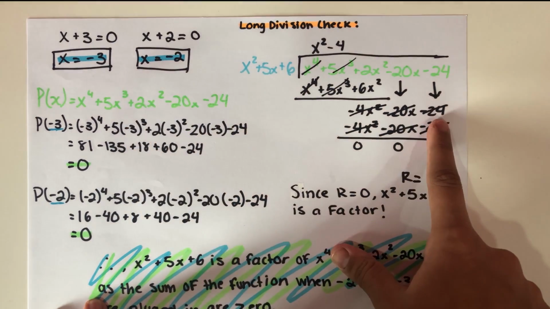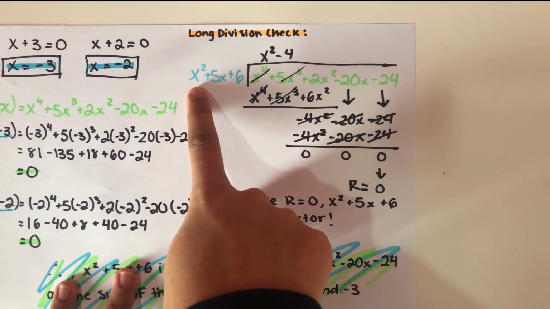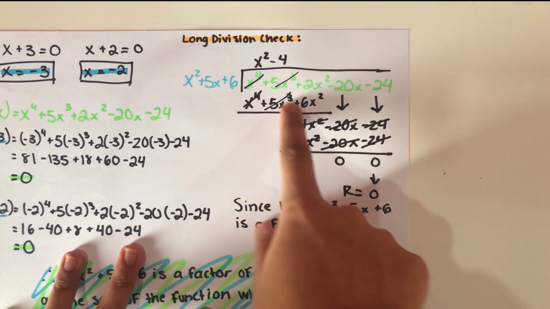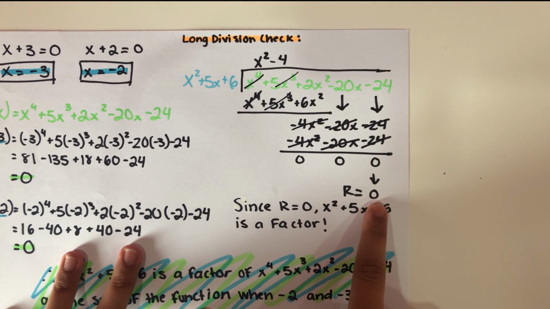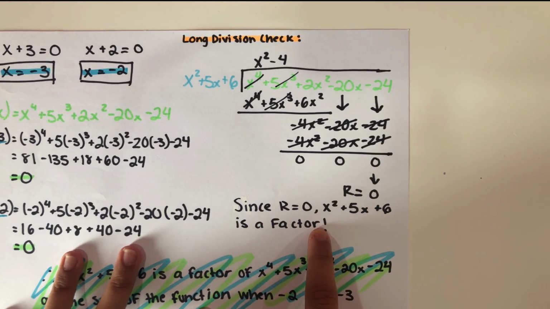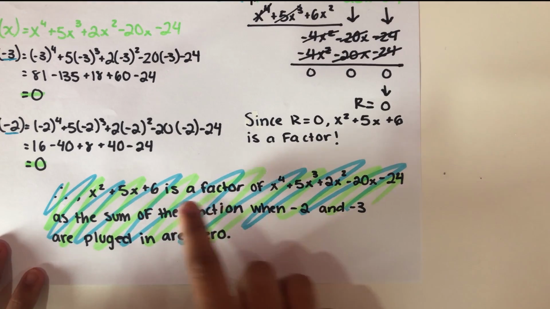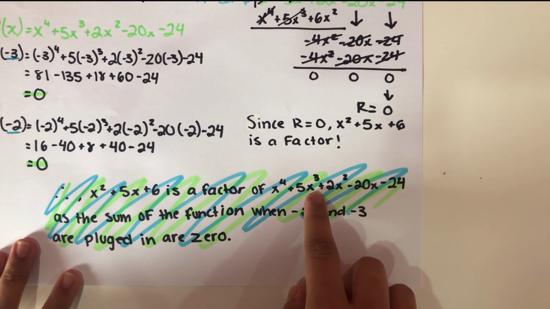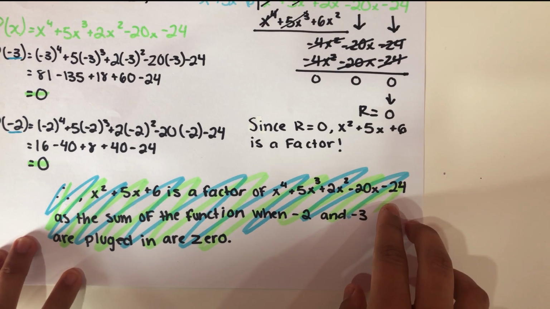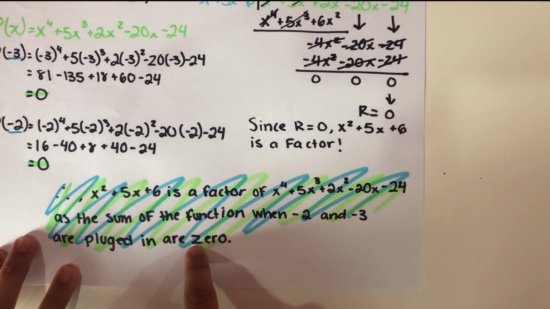And I know it said not to use any long division or synthetic division, but just to check, we can check by doing our long division. So again, this is our divisor, this is our dividend. Once we do our long division calculation, we can see that our remainder is 0. So since our remainder is 0, x squared plus 5x plus 6 is a factor. Moving on to our final statement, so therefore x squared plus 5x plus 6 is a factor of x to the power of 4 plus 5x to the power of 3 plus 2x to the power of 2 minus 20x minus 24, as the sum of the function when negative 2 and negative 3 are plugged in are 0, as you can see right here.